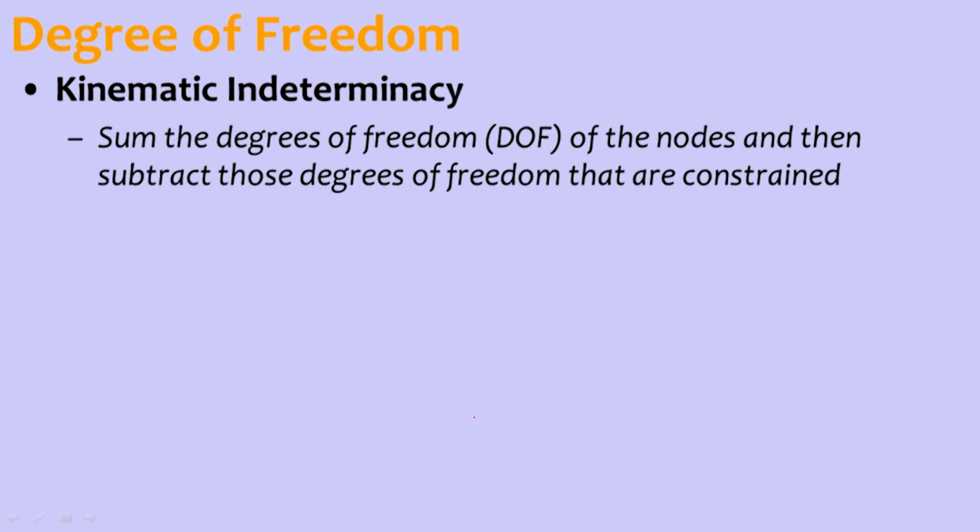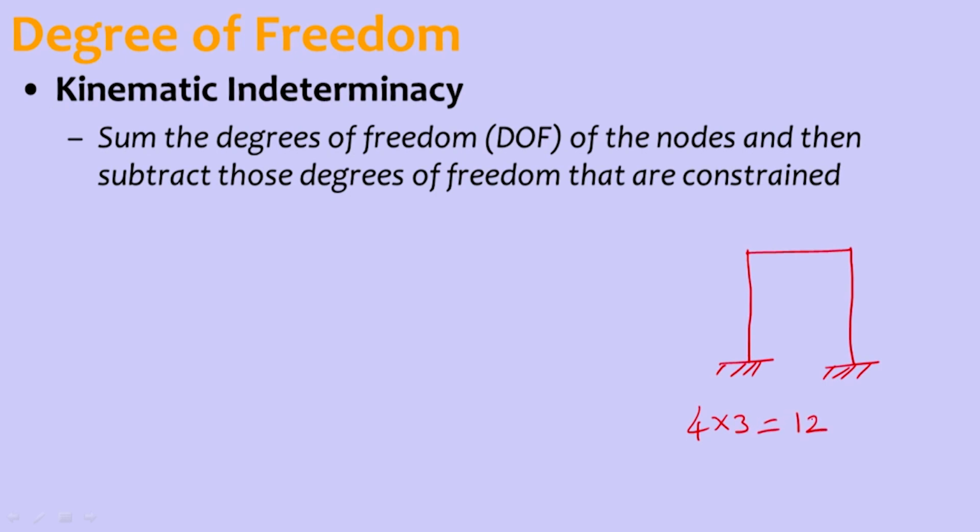Now it comes to kinematic indeterminacy. What is kinematic indeterminacy? It is the sum of all the degrees of freedom of the nodes, from which we subtract those degrees of freedom that are constrained. Say I have a frame. In this, there are 4 nodes. In a 2D plane frame structure, each node will have 3 degrees of freedom. So 4 nodes into 3 degrees of freedom makes 12.